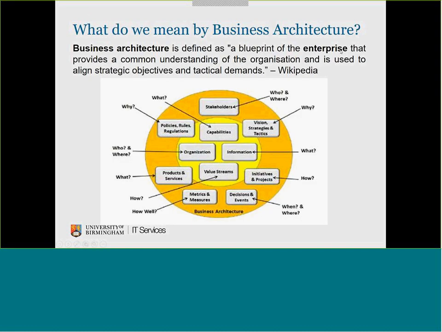So by business architecture, well, the Wikipedia definition, as is often the case, is as good as any. Everything to do with the business, the goals, stakeholders, capabilities, organization, etc. Information. I give a fairly standard definition of business architecture, but of course, opinions differ on things.